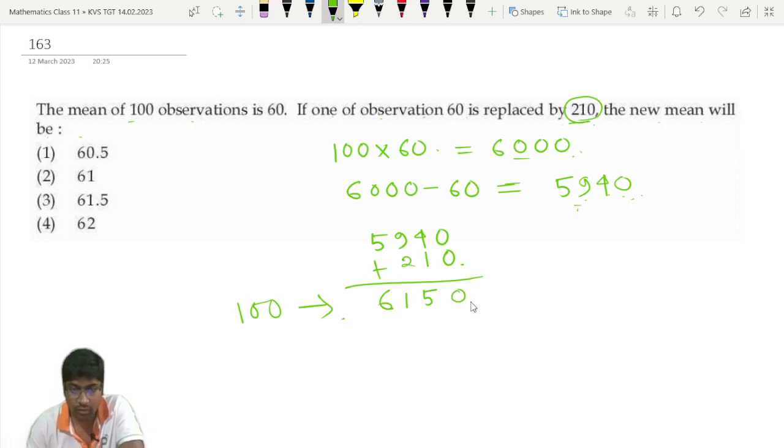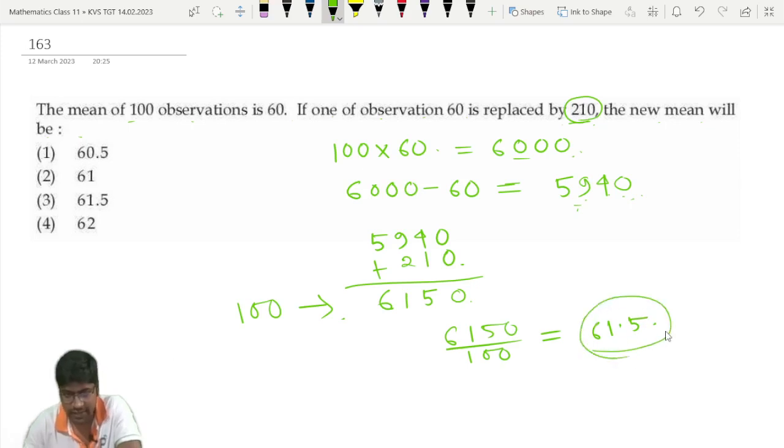Now what will be the new mean? Just 6150 divided by 100, so 61.5. Is it clear to everyone? Very easy problem. You just have to understand it and do it quickly, because the time limit is there and time is very less in the KVS exam. So 61.5, option 3 is the correct answer.